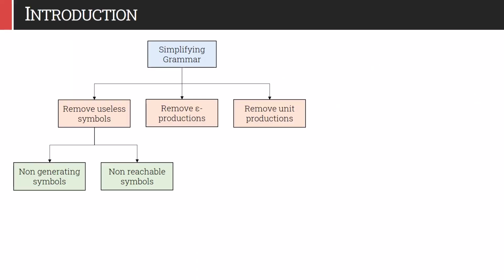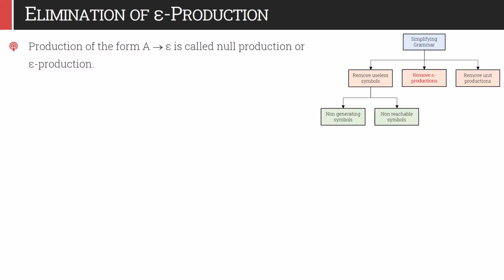In the last video, we discussed that there are three ways of simplifying grammar. We can simplify it by removing useless symbols, or by removing epsilon productions, or by removing unit productions. In the last video, we learned how to remove the useless symbols by removing non-generating symbols and by removing non-reachable symbols. In this particular video, we will learn how we can make our grammar epsilon free by removing the epsilon productions. So let us first understand what epsilon production is.